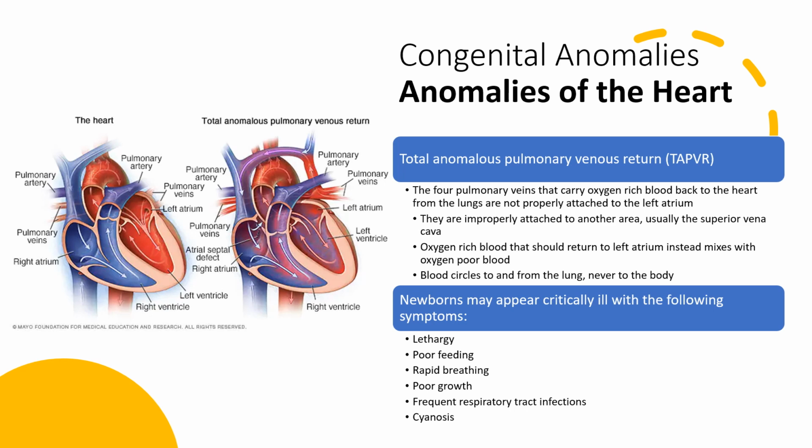Total anomalous pulmonary venous return, TAPVR. The 4 pulmonary veins that carry oxygen-rich blood back to the heart from the lungs are not properly attached to the left atrium. They're improperly attached to another area, usually the vena cava. So the oxygen-rich blood that should return to the left atrium instead mixes with oxygen-poor blood. Blood mixes to and from the lung and never to the body. Just all around in there.